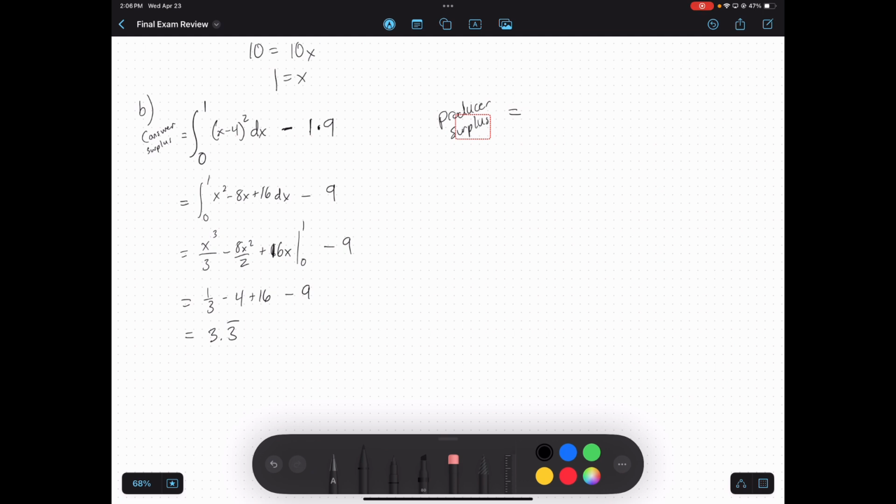What comes first in the producer surplus? Isn't the integration the second? Yeah. Minus the integration. Right. With producer surplus, it's the opposite, where your integration comes second.